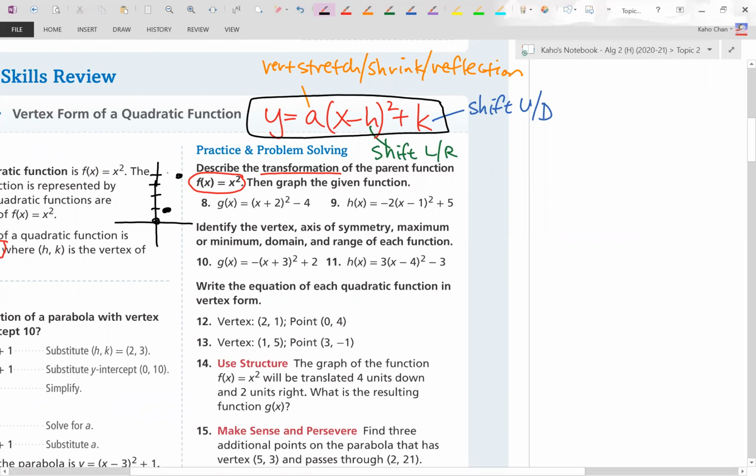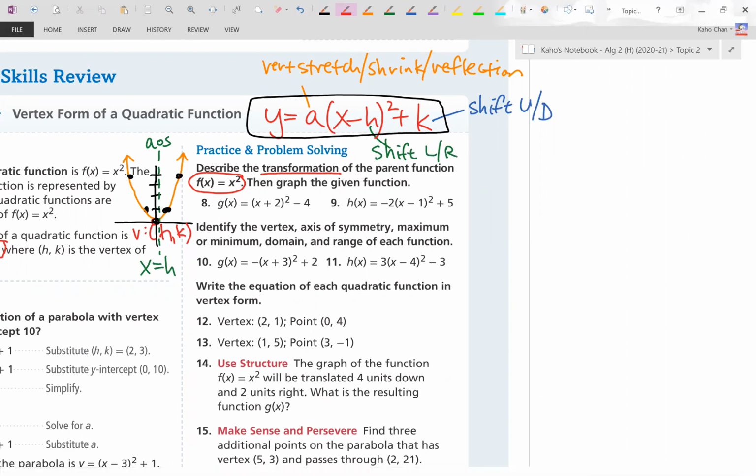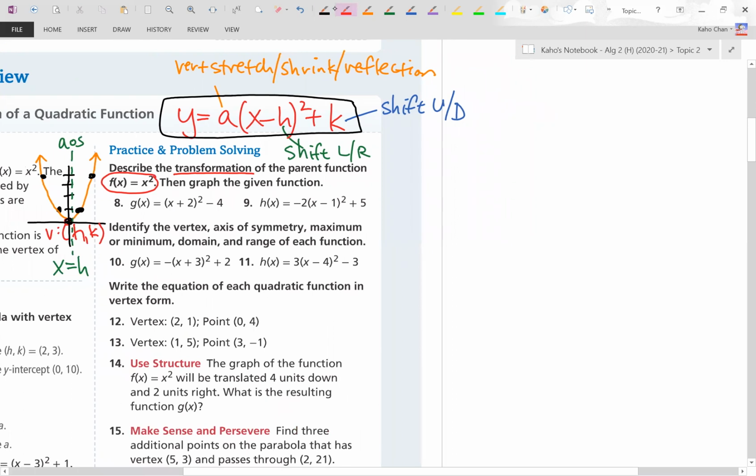This should be automatic in your brain. I'm going to also graph it here on the left side. It's a symmetric graph. It does have an axis of symmetry, as you know, the AOS. Normally it's x equals h. My vertex is at (h, k). All those parts we should know by now. Great. So looking at number 8 here, what's going on? That's the question.